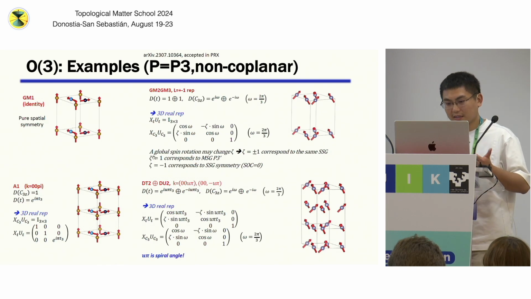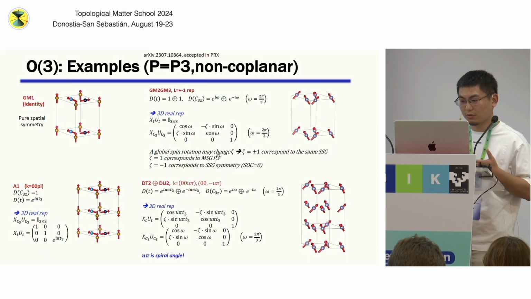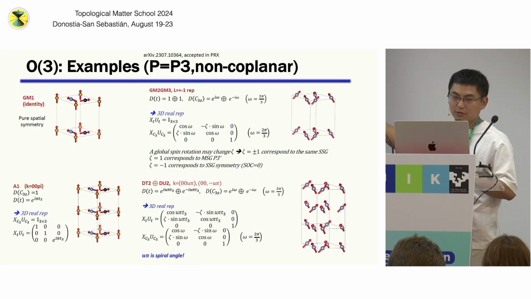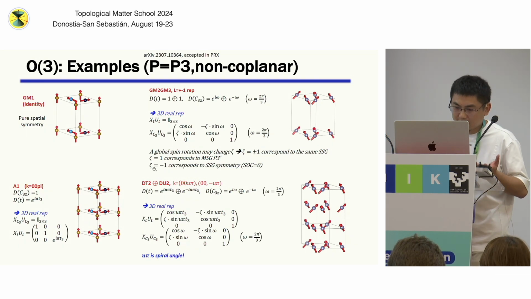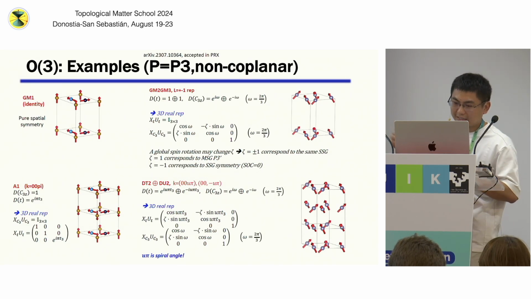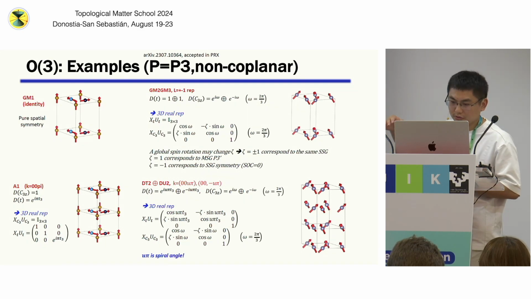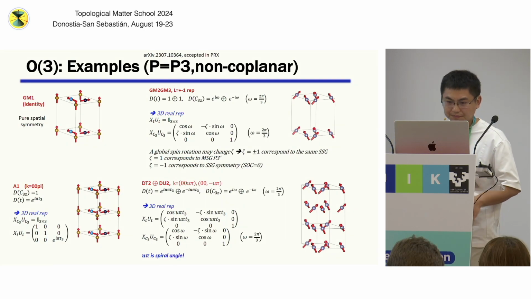So if zeta equals 1, it's just the usual magnetic space group. You rotate the moments in the same way as you rotate the atoms. But if zeta is minus 1, it's not a conventional magnetic space group. Actually, this is the situation I mentioned at the beginning. When you rotate the atom in some direction, you rotate the spin in the opposite direction.